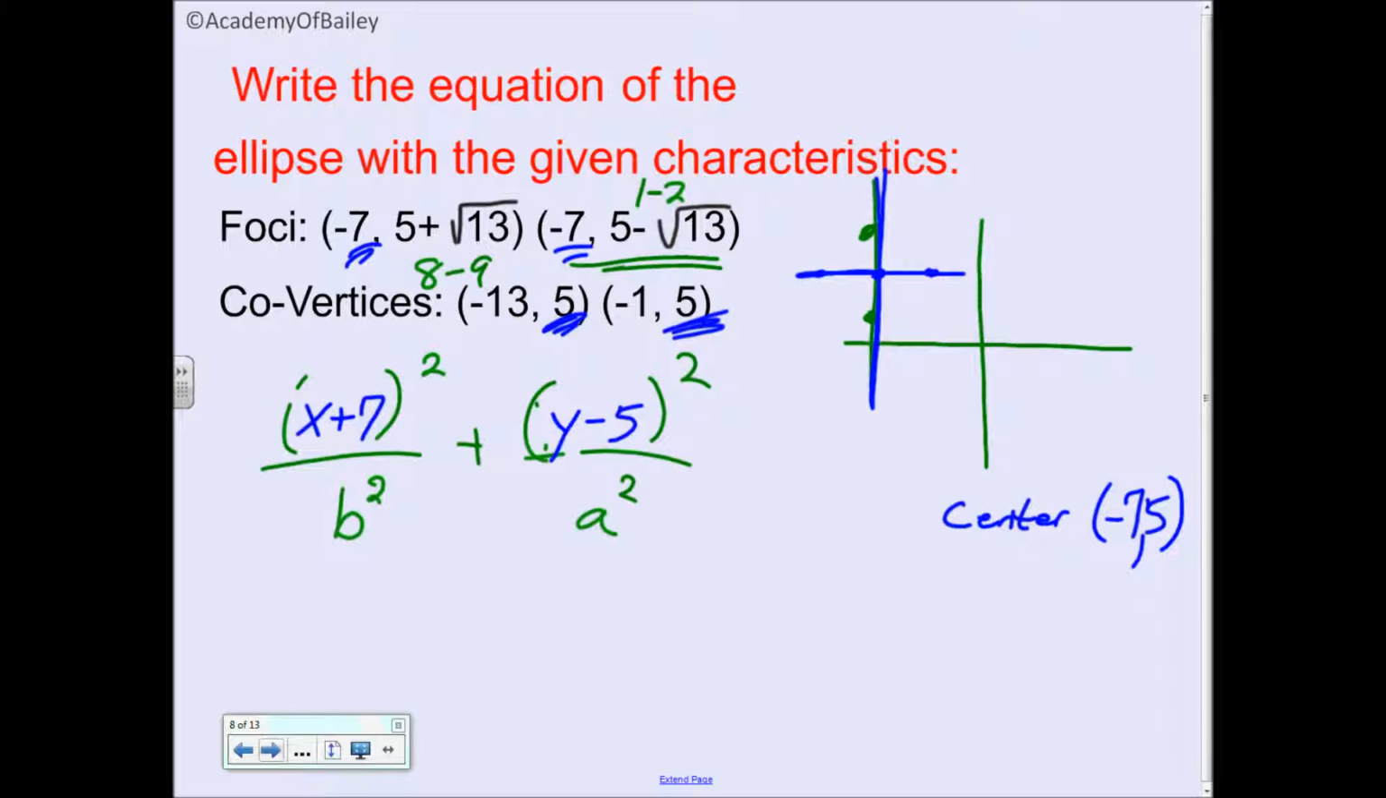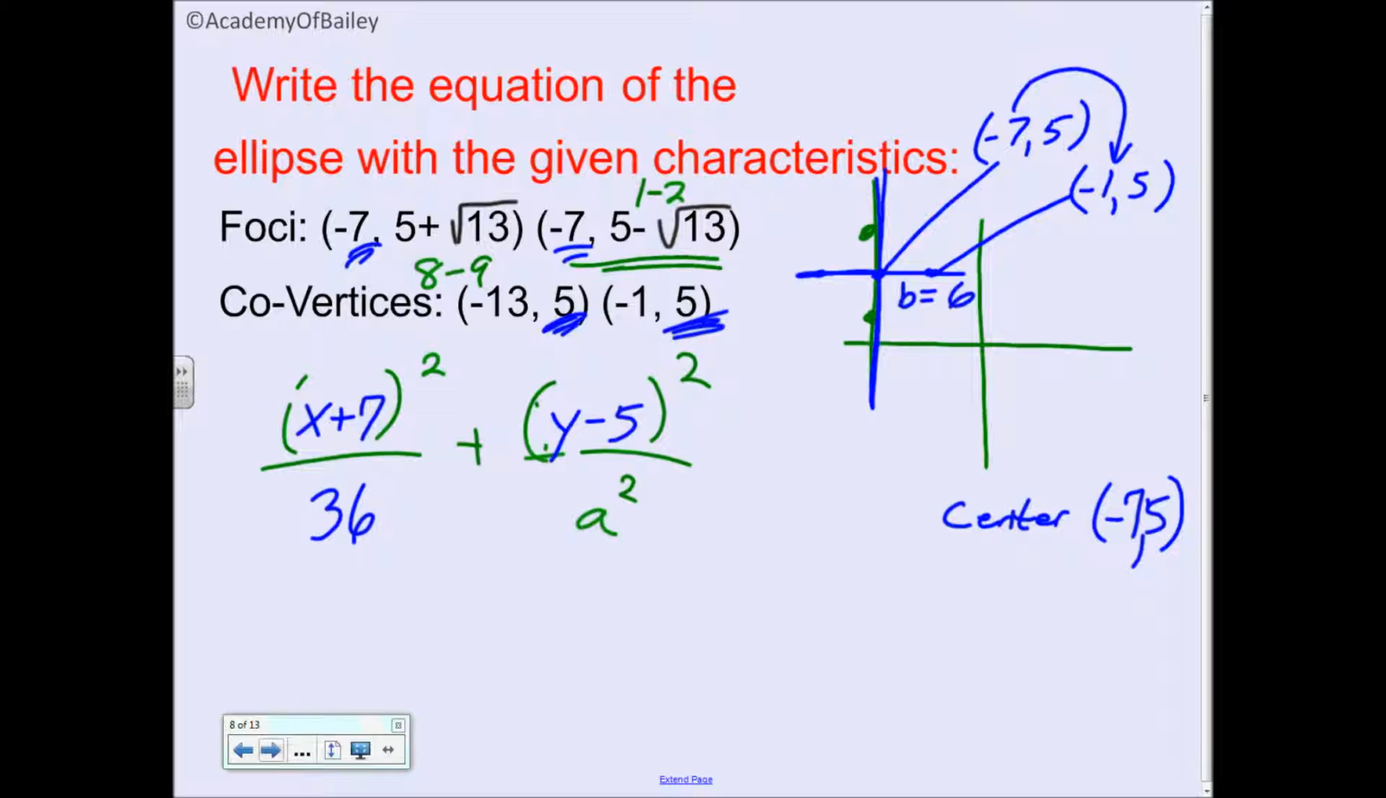Okay, so now how do we find b? Well, if the center is negative 7, 5, and this point right here is negative 1, 5, what's the difference? What's the distance between negative 7 and negative 1? I believe b then would equal 6. So here, b is equal to 6, so that's going to be 6 squared, so we're going to put 36 there.